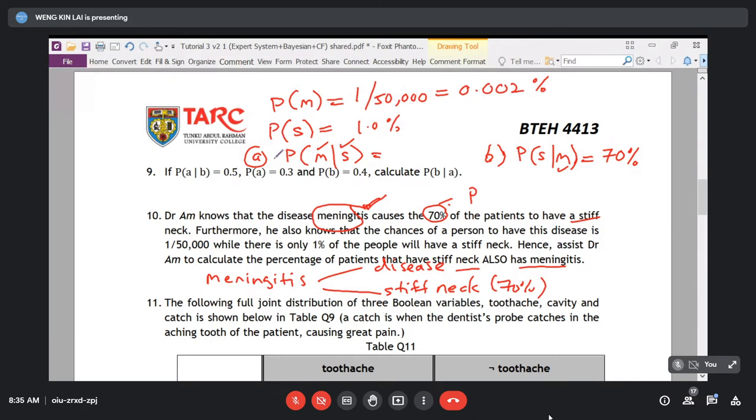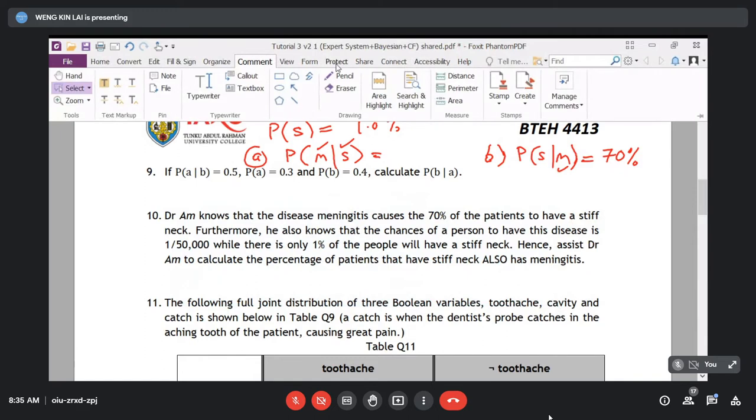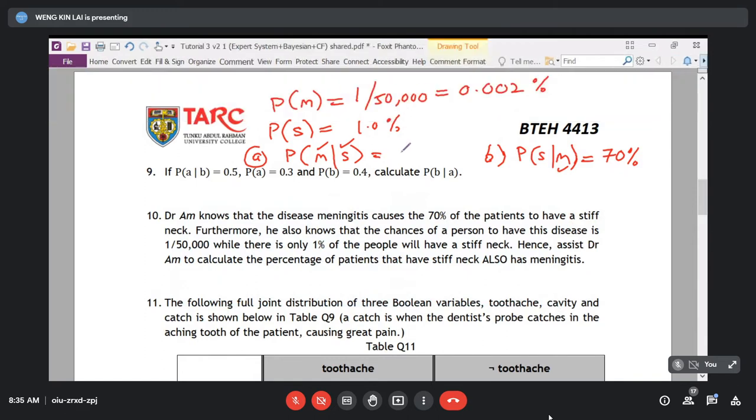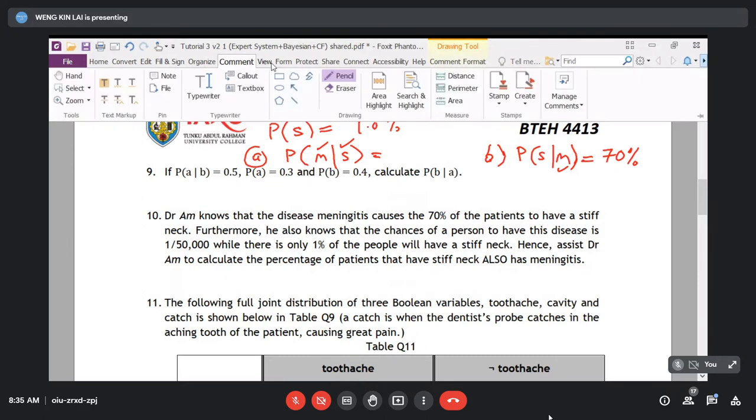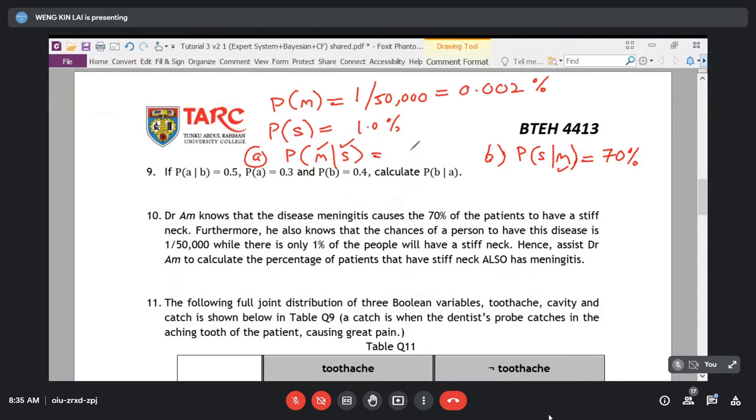Now, does it matter which one we get? Let's assume only, the rest of you, please pay attention. Let's assume we didn't get this correct. So let's assume we get it upside down, right? Okay, upside down. So this is this. So we now calculate this one.